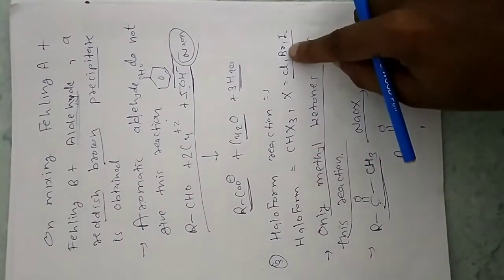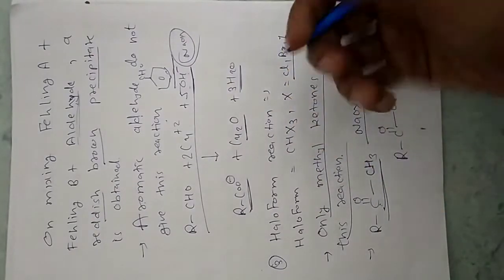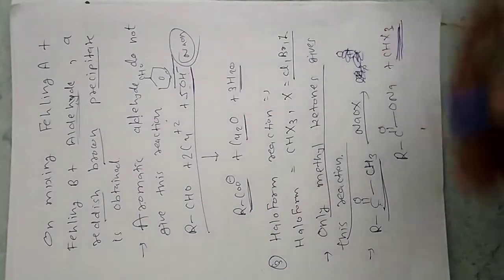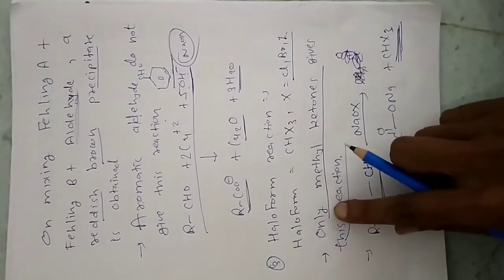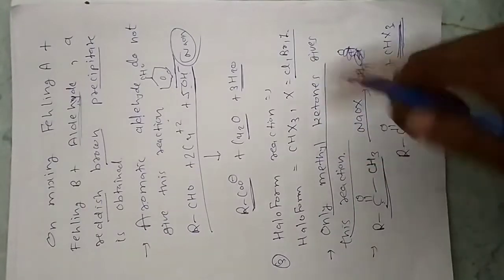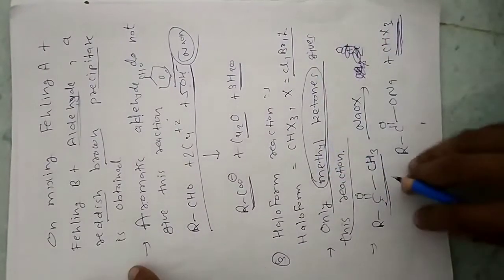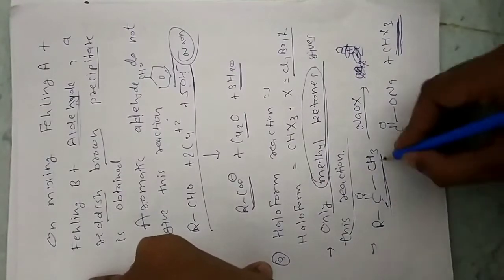Then if it is Br, it is called bromoform. Okay, here one thing is very important. Only methyl ketones give this reaction. Methyl ketones. Now what are methyl ketones? You can see this structure.